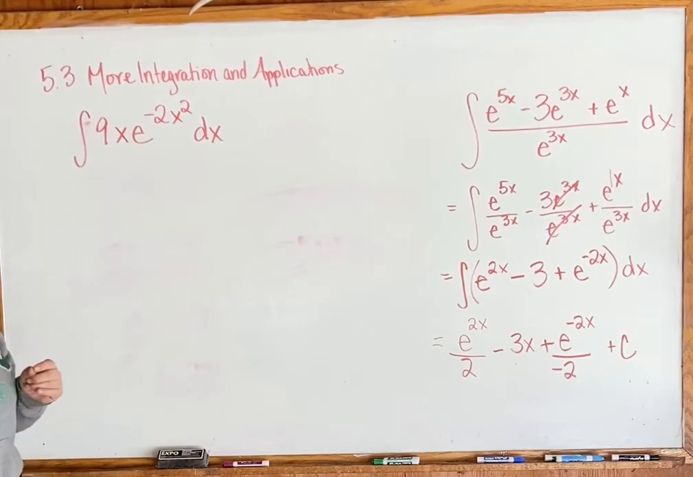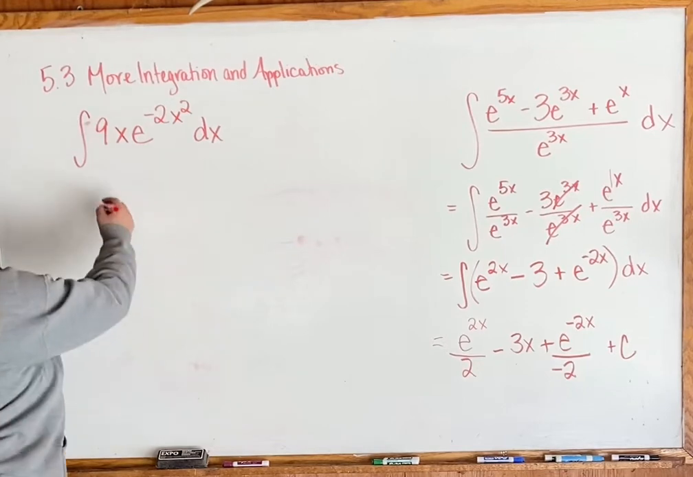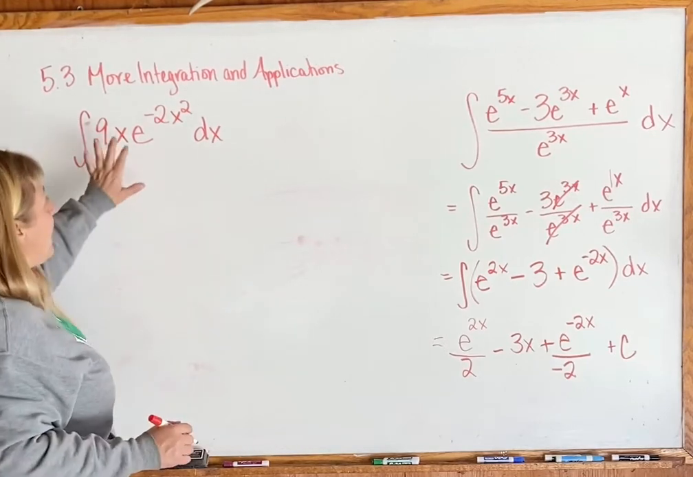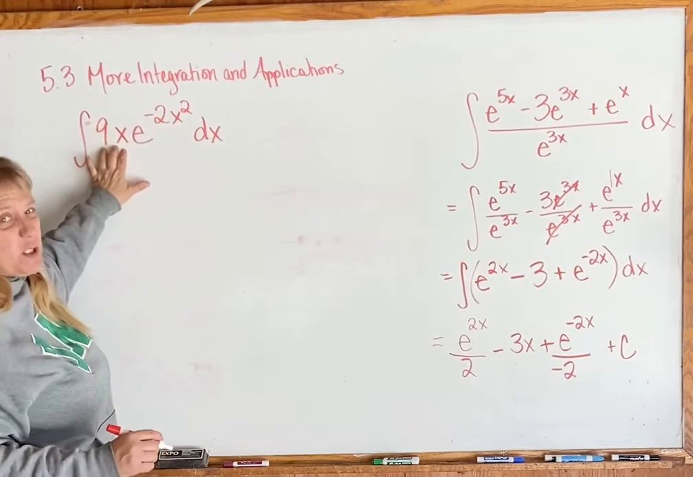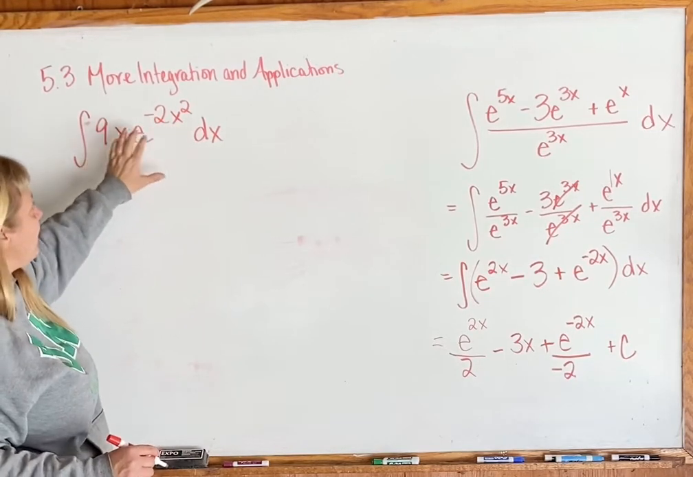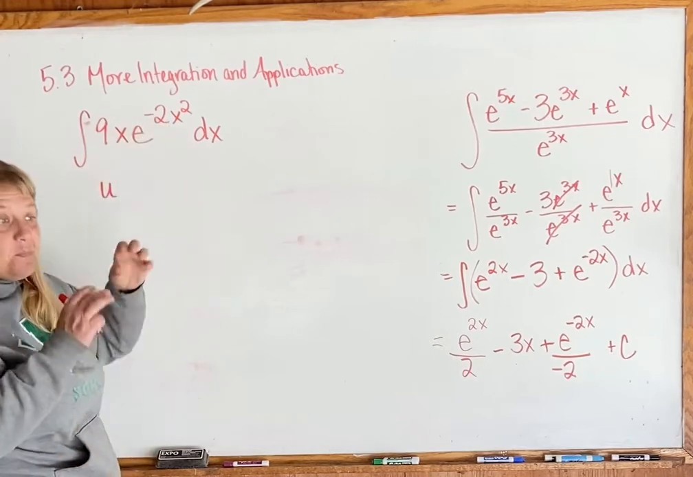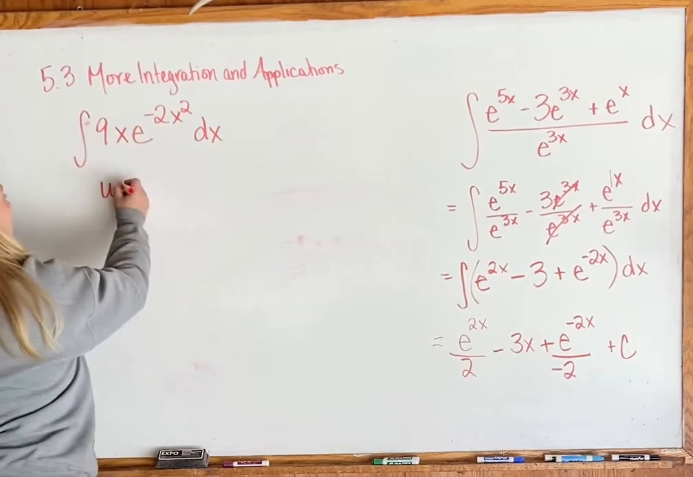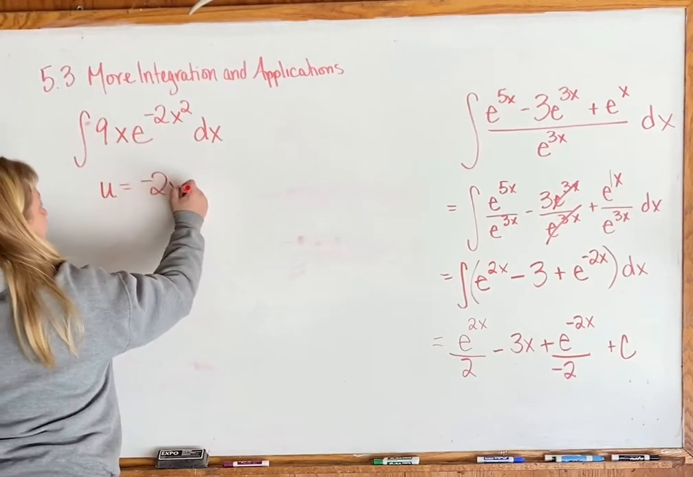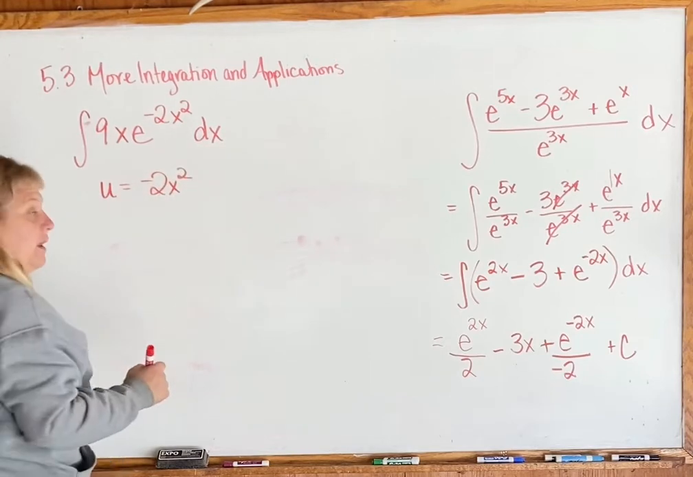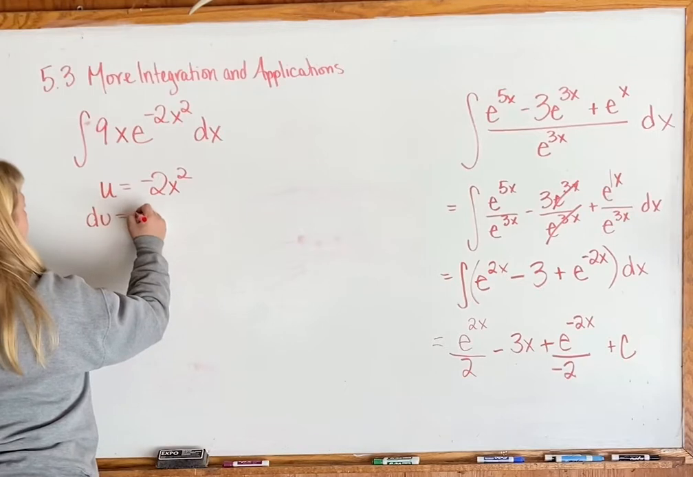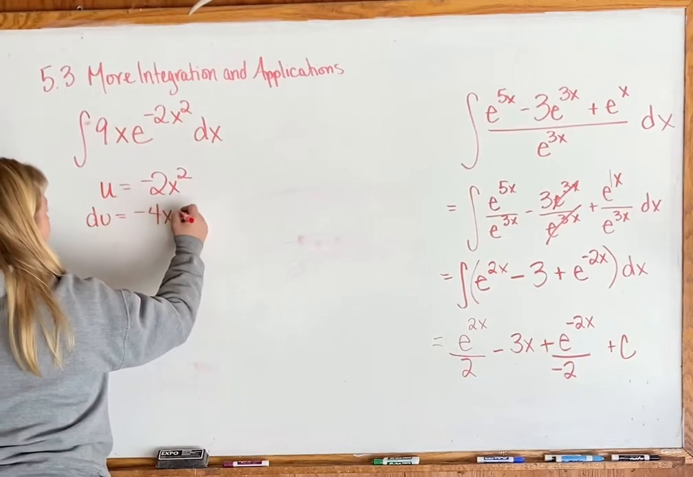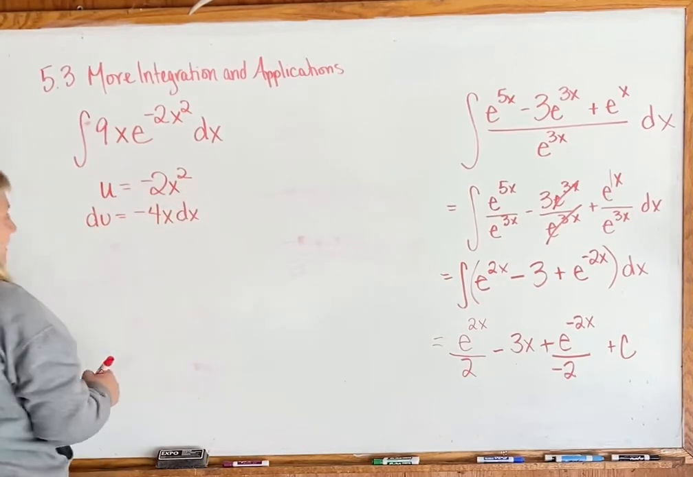Now the question for our substitution is, what are we going to let our u equal? When we look at this, the exponent, even though this is multiplication and to me this looks uglier, the exponent is actually the ugliest piece of this. So we're going to let our u equal the negative 2x squared. Then immediately we're going to say du equals negative 4x dx.